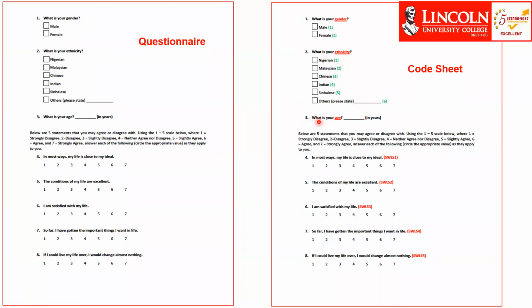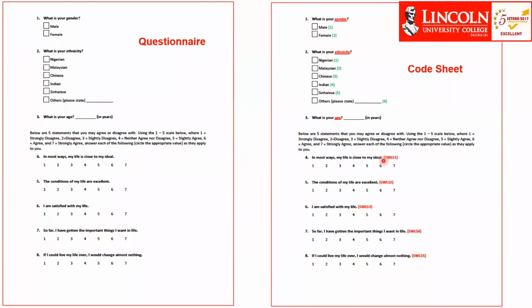Then you have another question here, which is what is your age? So age here is also a variable. So you identify this as a variable. Then these other ones, you can see that these are questions that were adapted from a particular theory. So with that, you can straight away just code them as SWLS1, first question, SWLS2, SWLS3, SWLS4, SWLS5.